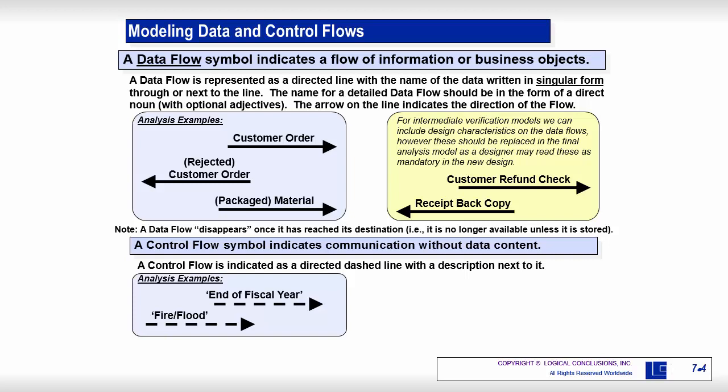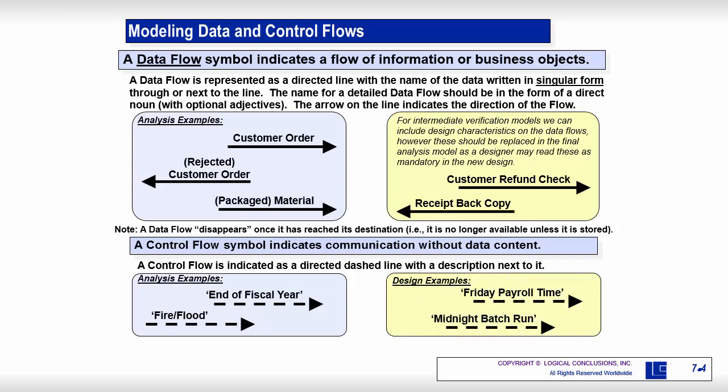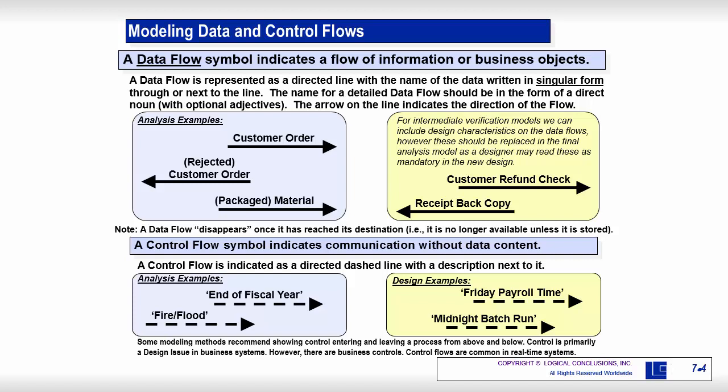However, if there is a data value in the control trigger, show a data flow instead of a control flow. So in my example here, if the fire flood control flow gives the location of the fire or flood, then show a data flow on the model and name the data flow, for example, fire flood location. Be cautious of design-oriented control flows, such as the ones in the lower right diagram. They usually indicate something that falsely breaks up processing in an event reaction, or they trigger processing that is an aspect of design. I'll talk more on this later. Some modeling methods recommend showing input control entering a process from above and output control leaving from below a process.